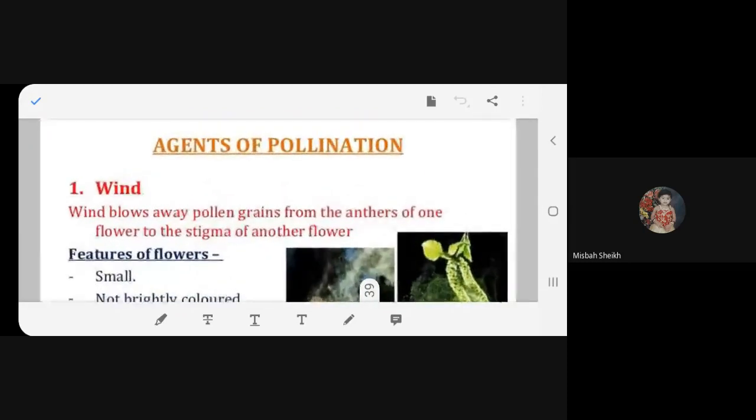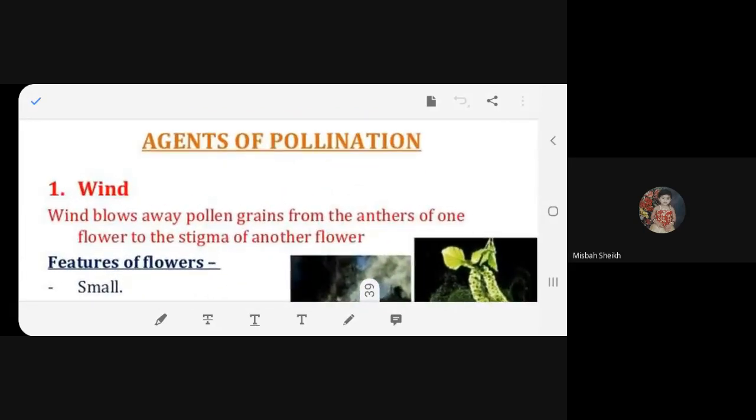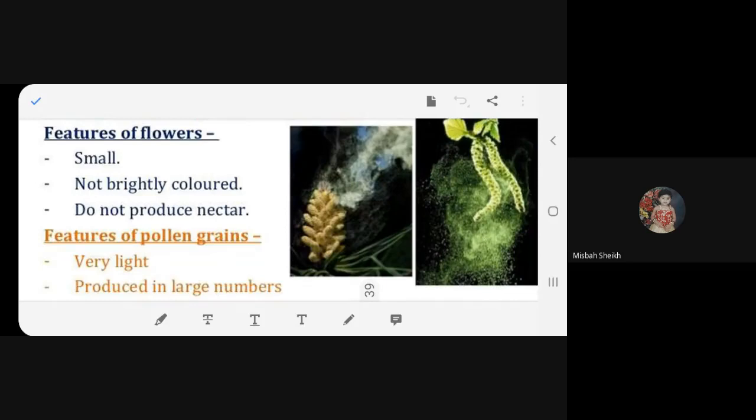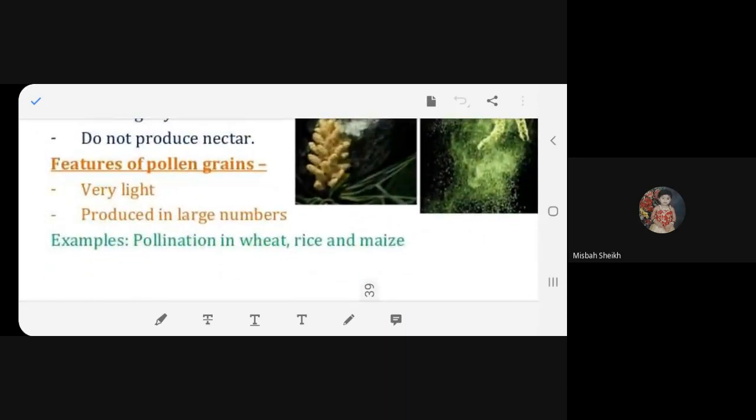So we'll see agents of pollination. How pollination takes place? Please read. Agents of pollination. Wind. Wind blows away pollen grains from the anthers of one flower to the stigma of another flower. Features of flowers. Small, not brightly colored, do not produce nectar. Features of pollen grains. Very light. Produced in large numbers. Examples: pollination in wheat and maize, rice and maize.